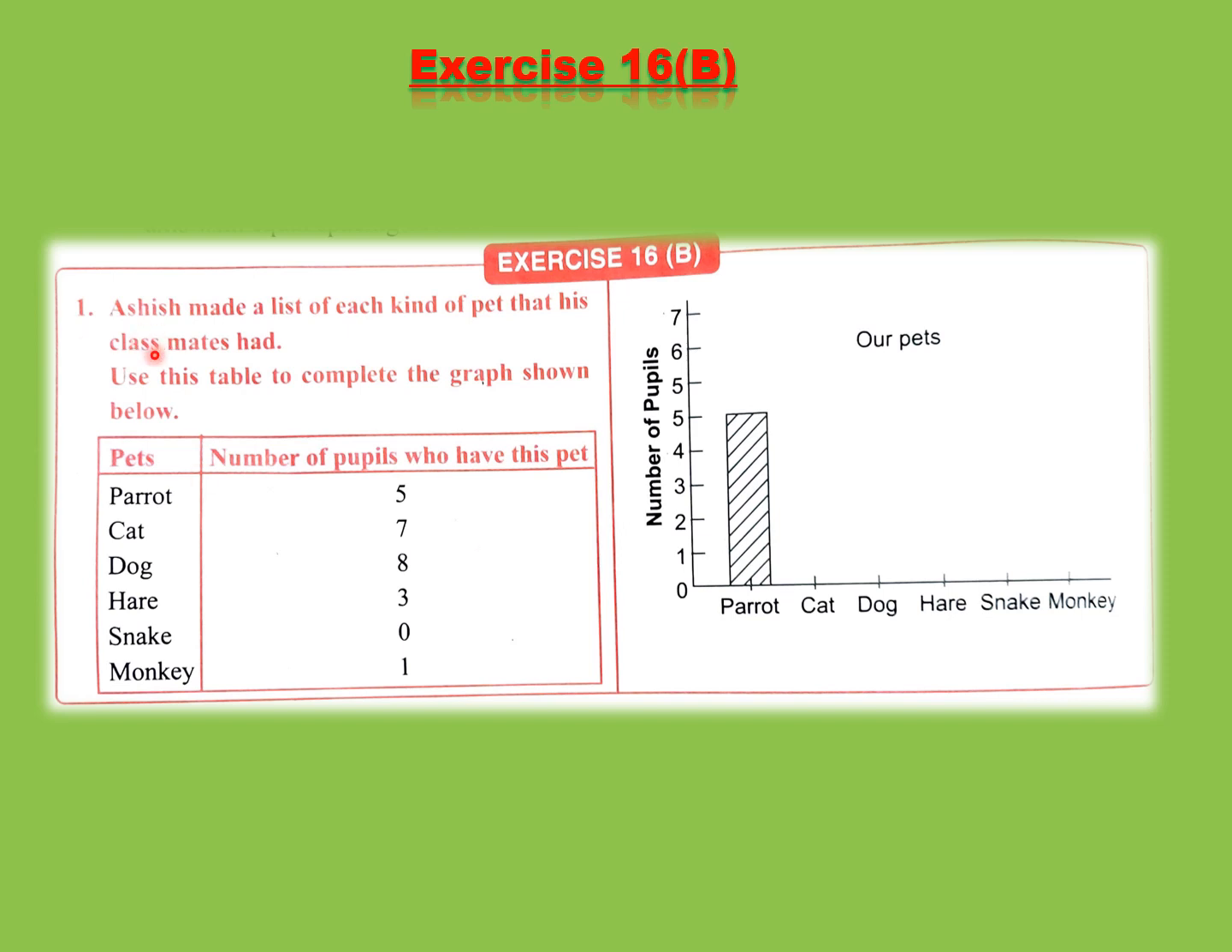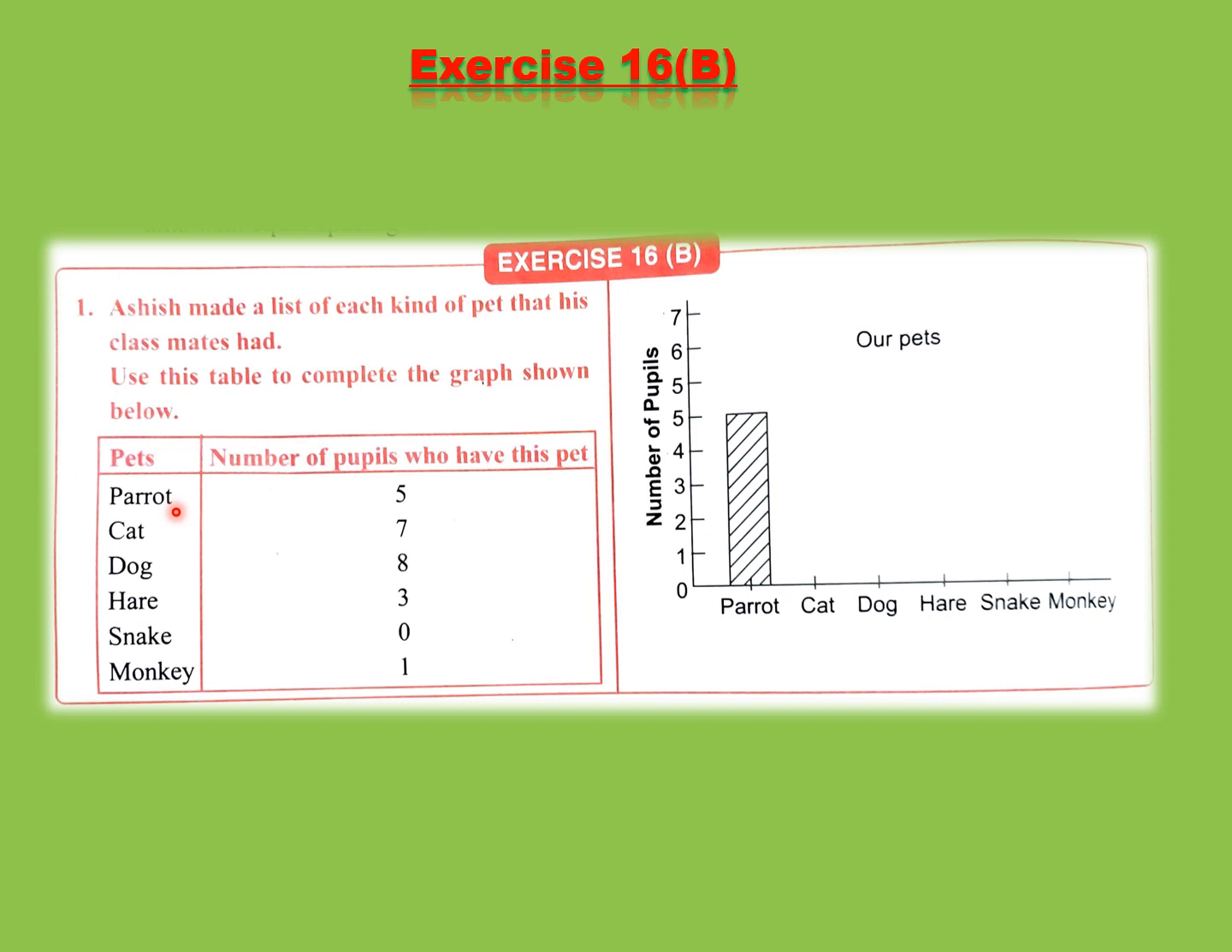Here it is being said that Ashish made a list of each kind of pet that his classmates had. Use this table to complete the graph shown below. So basically you are given a data table and an incomplete graph is also given, so you need to complete this graph. We will draw this on a graph sheet. See what data is given.